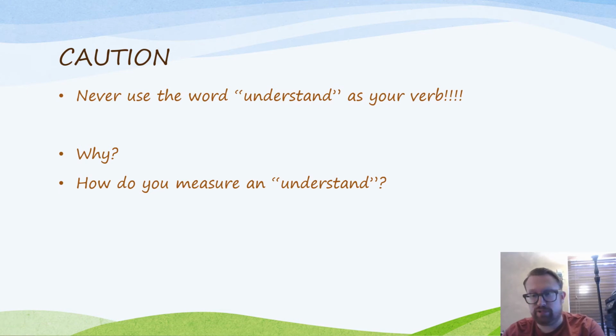Caution. Please be careful. Do not ever, ever, ever use the word understand as your verb, okay? But why? That's because you can't measure understand. If I tell you I want you to understand this, how am I going to measure that you actually understand it? You could retell me what you learned, but it's not really a good objective because there's no way to measure it and it's just understanding it.